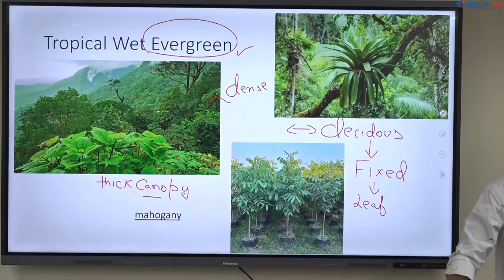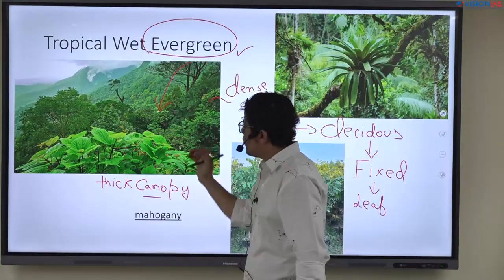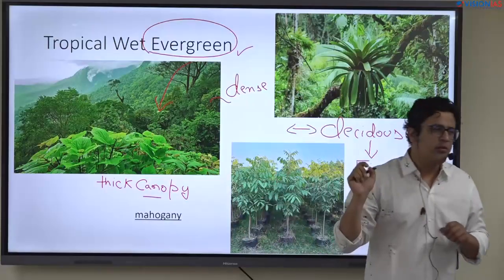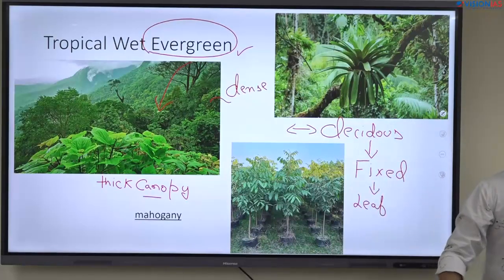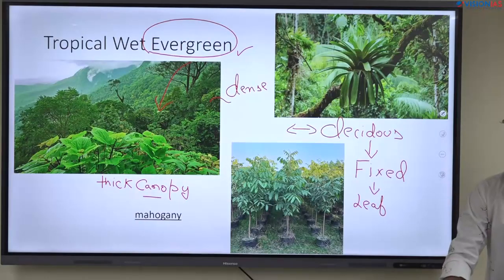Okay. Now what is evergreen? Evergreen forest, no matter when you go to this forest, which time of the year you will go to this forest, it will always appear green. It will never appear dry to you. What it means?